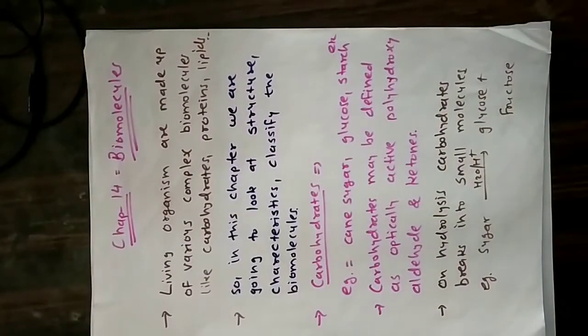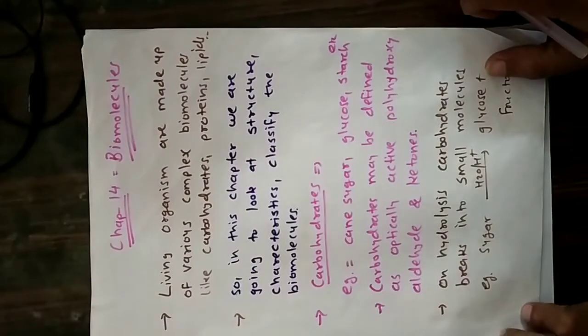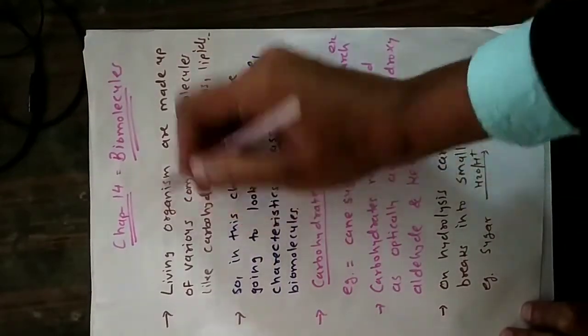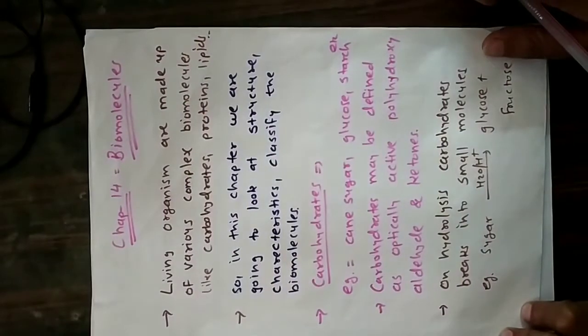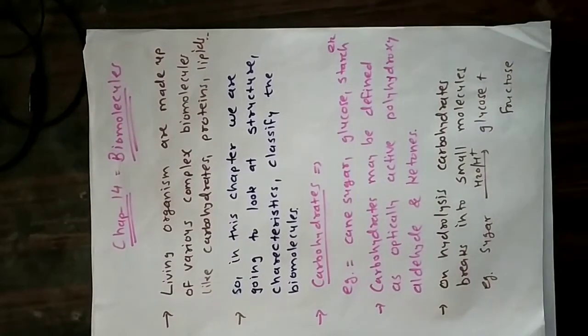So today I am going to start a new chapter, chapter number 14, biomolecules. Now all living organisms are made up of various complex biomolecules like carbohydrate, protein, lipid, etc. In this chapter we are going to look at the structure, characteristics, and classification of biomolecules. Now the first group of biomolecules is carbohydrates. Examples of carbohydrates are cane sugar, glucose, starch, etc.